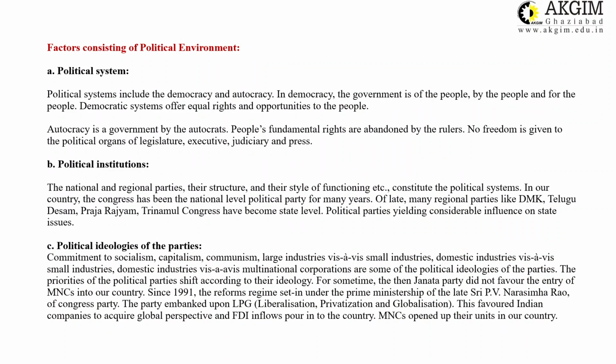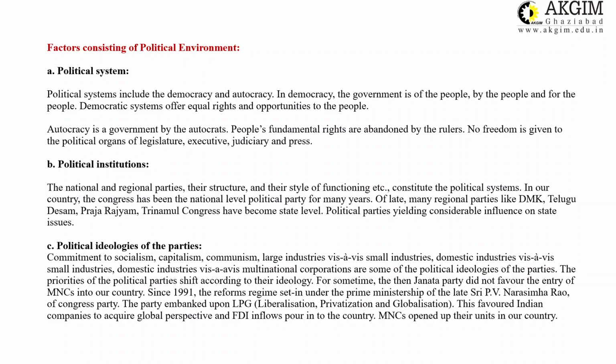So when we talk about the political environment, there are 4-5 factors that constitute the political environment of any country. The first is the political system. The political system may be an autocratic system or a democratic system. For example, in our country, it is a democratic system. In democracy, the government is of the people, by the people and for the people. The power is in the hands of the general public. But in the case of an autocratic government, there are autocrats, and they are the rulers. They make the rules and the general public has to follow them.